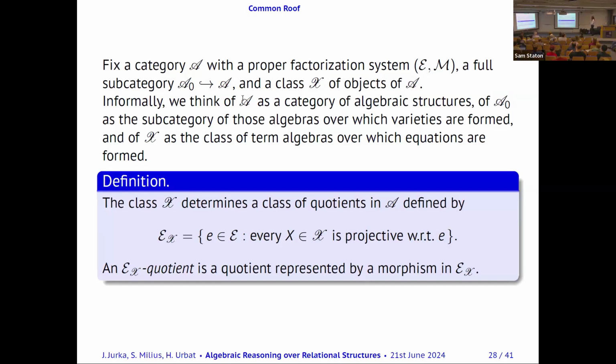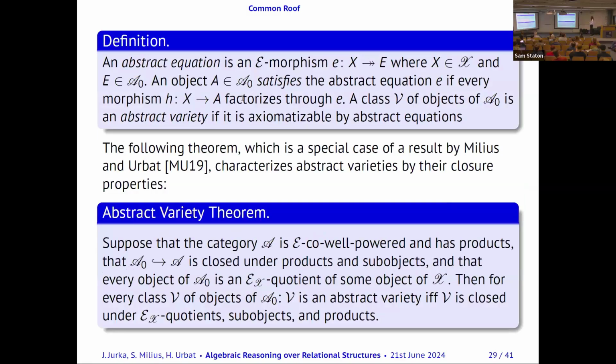And then an EX-quotient is a quotient from this class. The importance of this is that in our examples, this class EX will be precisely the C-reflexive quotients. An abstract equation is a morphism in E going from something in this class of objects X and into this full subcategory. And satisfaction is simply through factorization through E, like this.